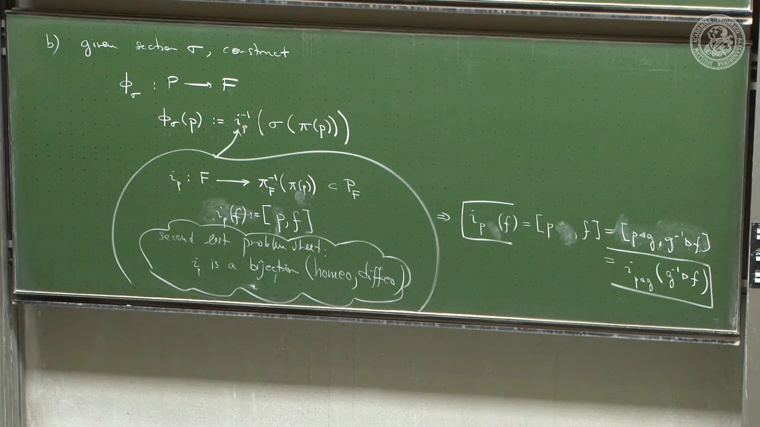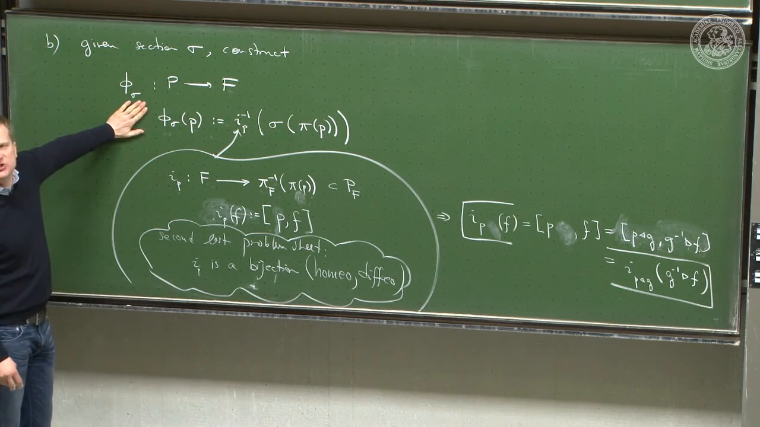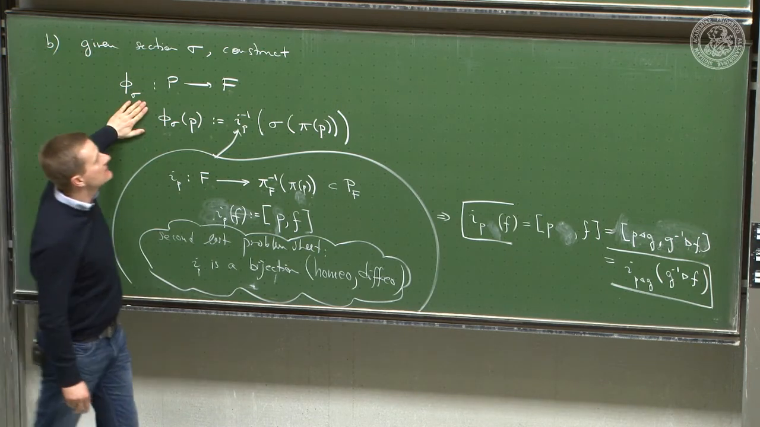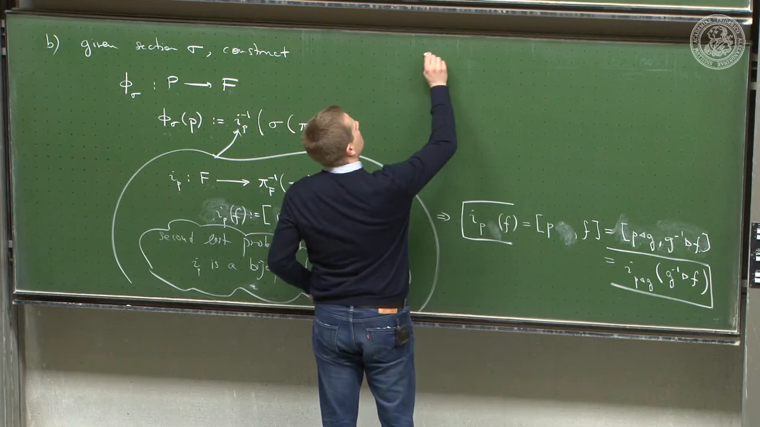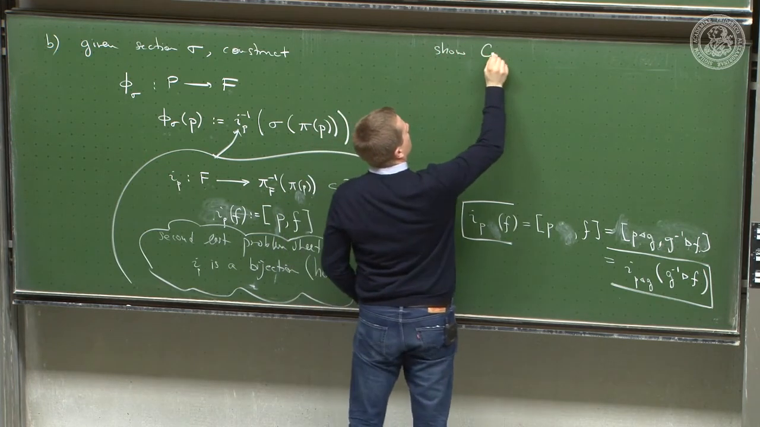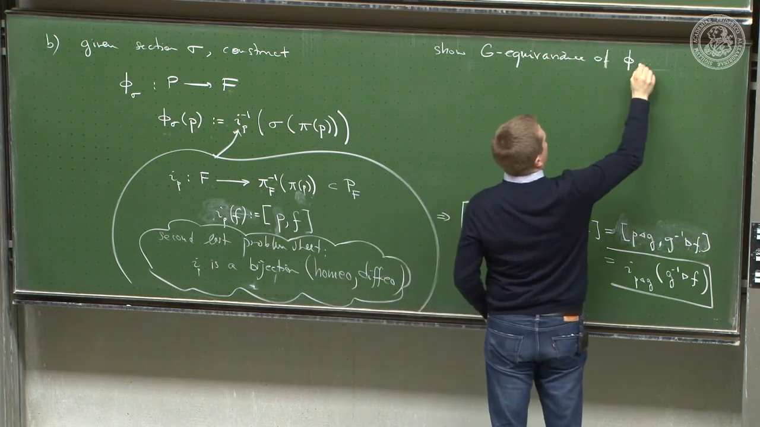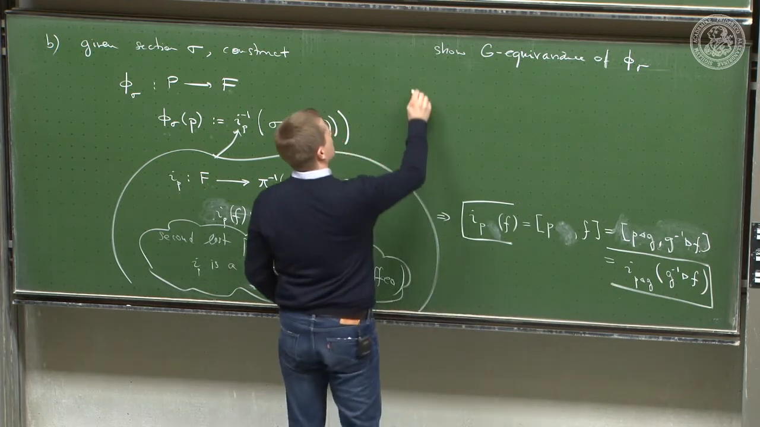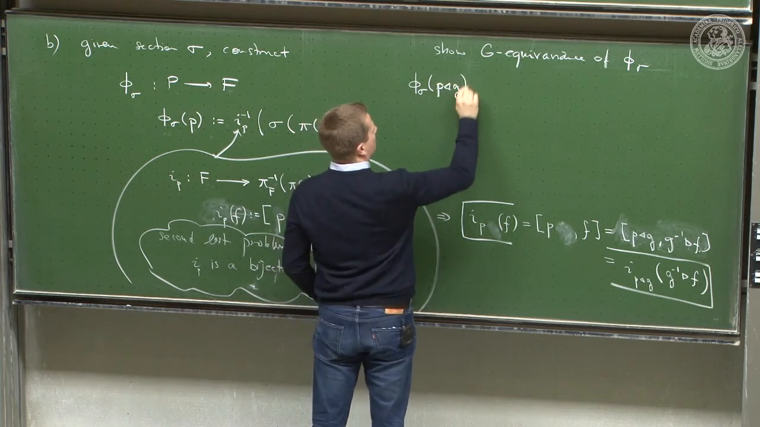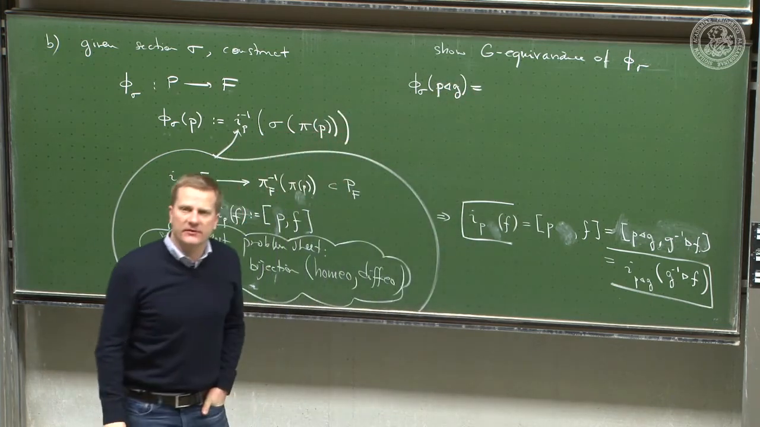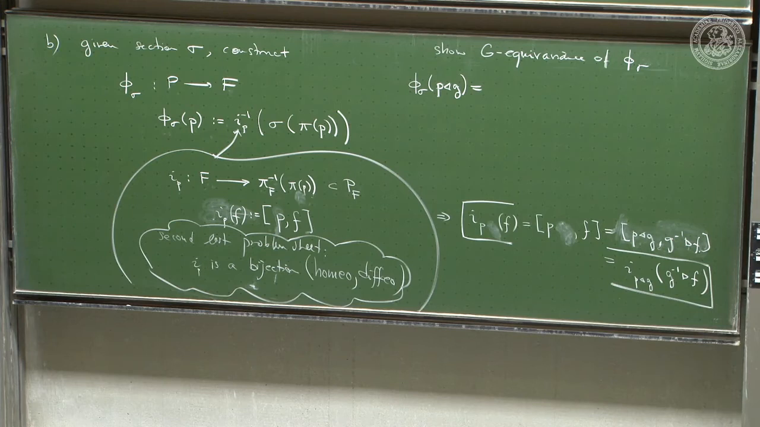So now we constructed a phi, and let's try to show that it's G equivariant. That's the aim, because we start with a section, and I say it leads to a G equivariant phi. So show G equivariance of phi sub sigma. Well, we start with the left-hand side of the equivariance condition, and we try to make our way to the right-hand side with the definitions we have. So you see, this is the left-hand side, and we want to arrive here.